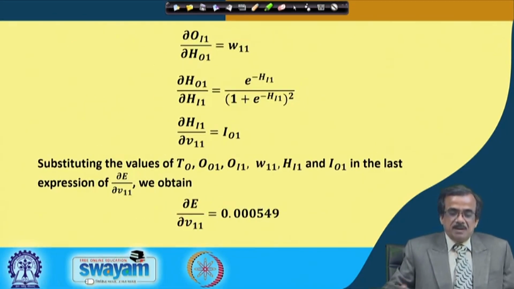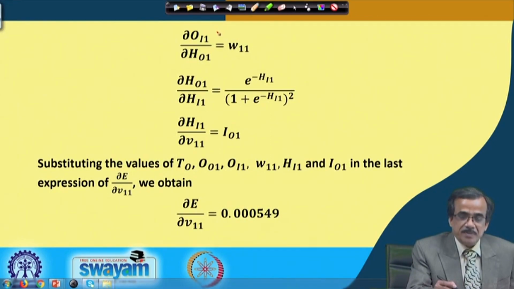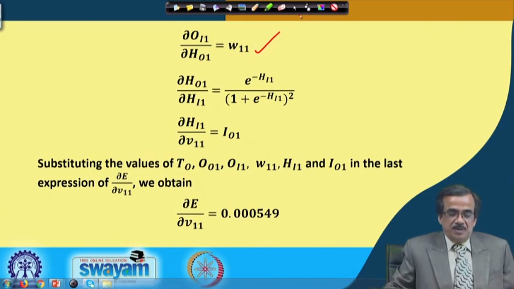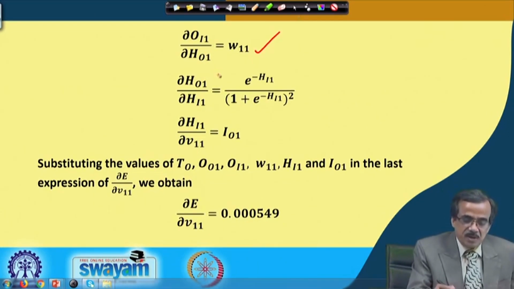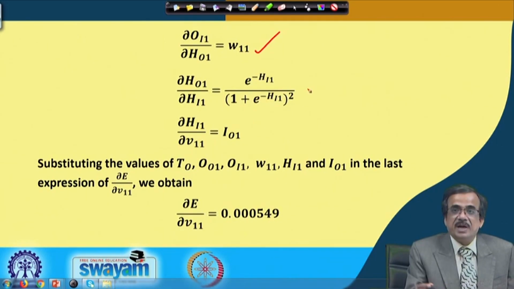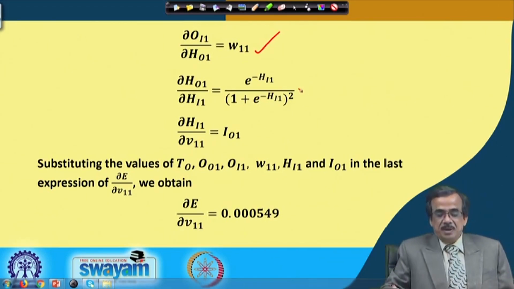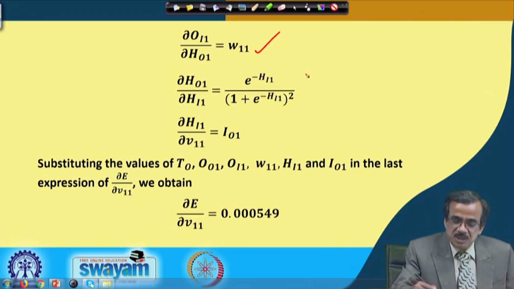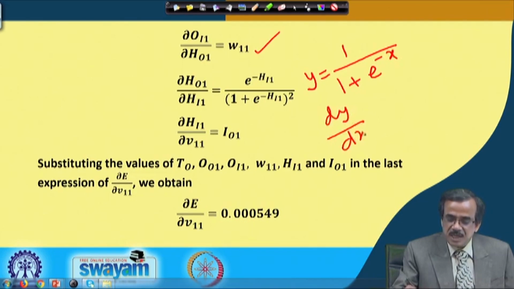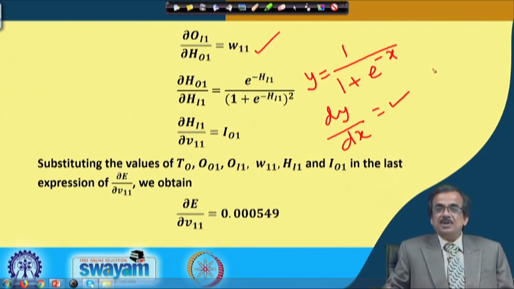The next is the partial derivative of OI1 with respect to HO1, which is nothing but W11. Then the partial derivative of HO1 with respect to HI1 is nothing but e raised to the power minus HI1 divided by (1 plus e raised to the power minus HI1) squared. Now, this is the log sigmoid transfer function, of the form 1 divided by 1 plus e raised to the power minus x, and we have already discussed that this particular derivative can be determined.